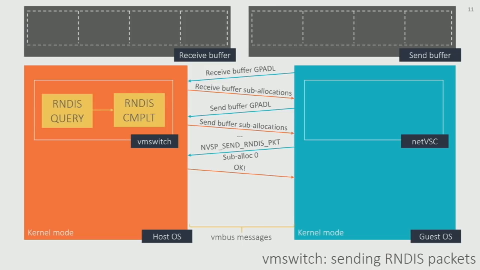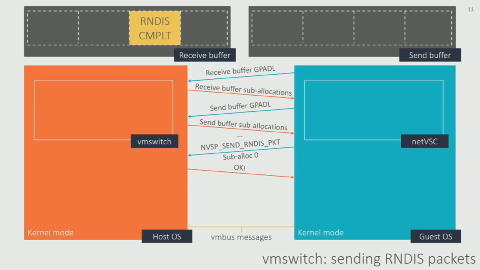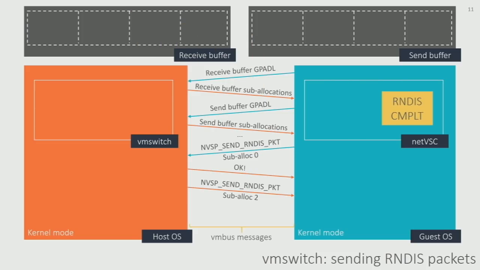Then it's going to handle it, and then it's going to copy the completion message into the receive buffer, letting the guest know that there's a packet in receive buffer sub-allocation number 2. The guest is then going to copy that, take into account whatever has happened, and acknowledge to the host that, okay, we're done. You can now copy more stuff into this receive buffer sub-allocation. So that's basically how it works in terms of sending and receiving the RNDIS messages.